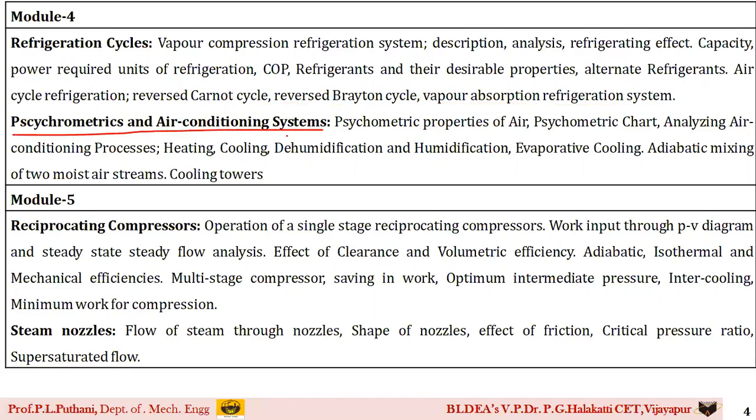Another part in module number 4, students, is psychrometrics and air conditioning systems, where we'll study the psychrometric properties of air and psychrometric charts. We'll be analyzing the air conditioning processes: heating, cooling, dehumidification, humidification, evaporative cooling, the adiabatic mixing of two moist air streams, working of cooling towers, etc.